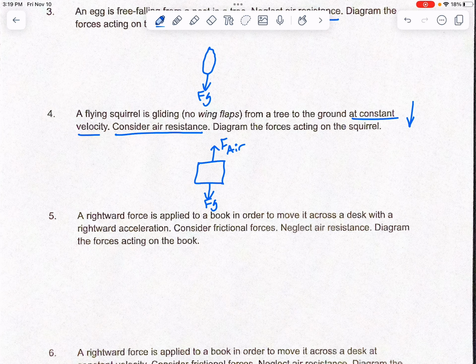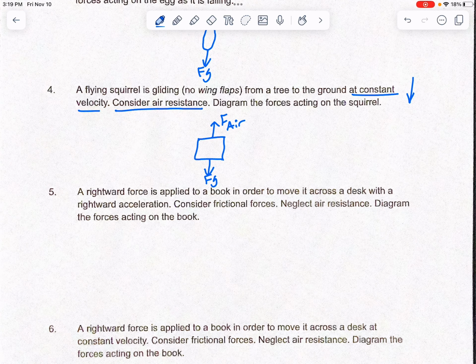Okay, so that's all you got to do for that one, number 4. Number 5, a rightward force, so we're going to the right, is applied to a book in order to move it across a desk with a rightward acceleration. So keyword there is acceleration. Consider friction, so friction is there. Neglect air resistance, so we'll talk about that. And we're just going to diagram what's happening.